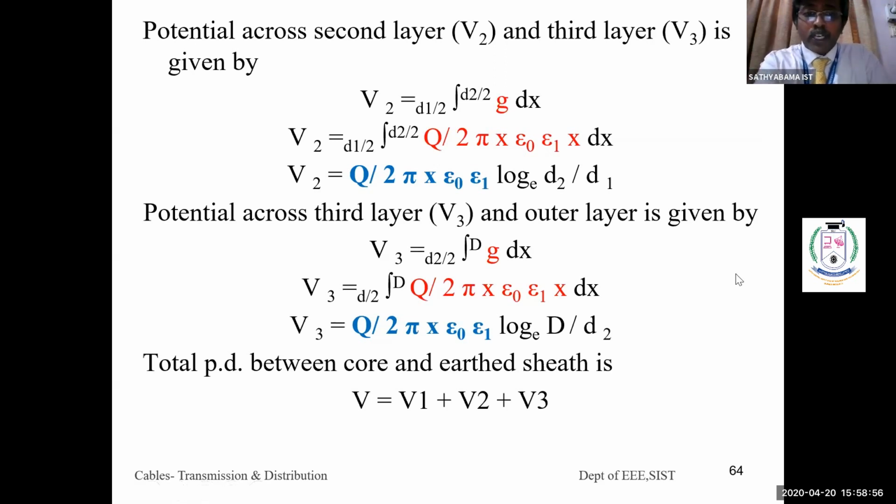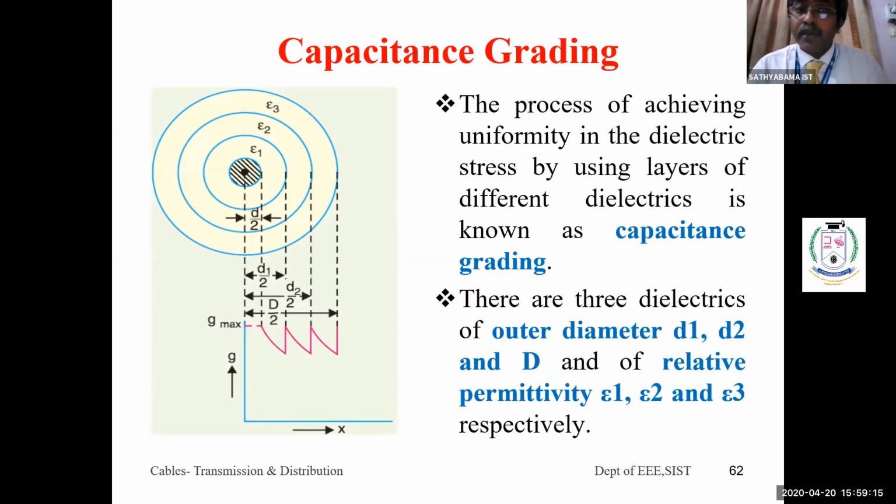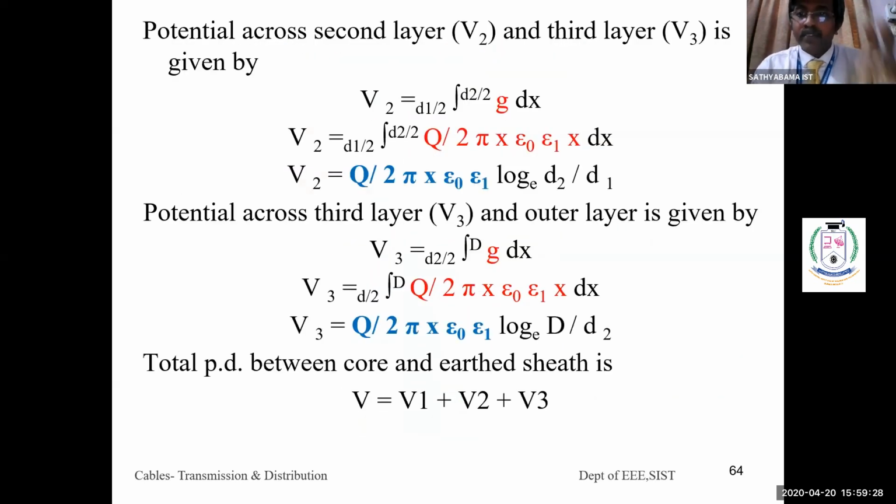And next, this is your potential difference between your core and your earth sheath. So I think this condition you know: capital V is equal to V1 plus V2 plus V3. So when you substitute all the V1, V2, V3, you can easily get your voltage. So this is called your capacitance grading. Please remember it. In capacitance grading, you are having the three different layers, and epsilon 1, epsilon 2, epsilon 3 are nothing but three different types of relative permittivity. So based upon this, we calculated V1, V2, V3.